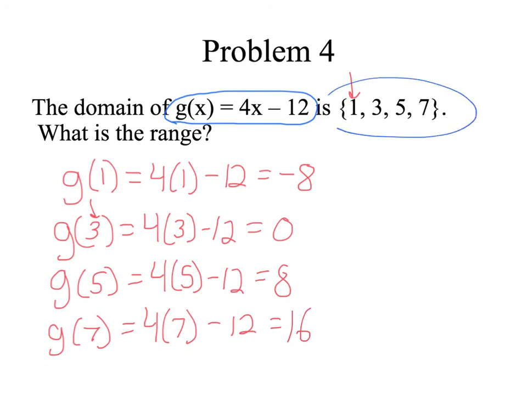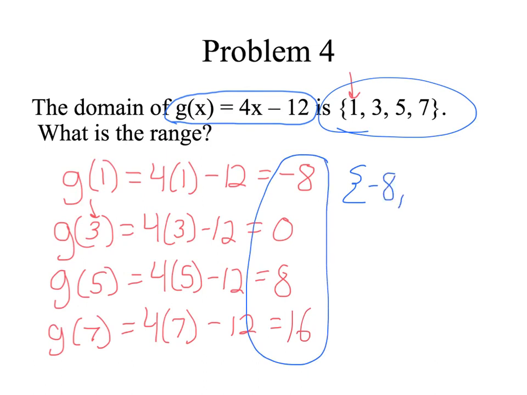Notice how they put the domain in brackets like that because it's a set of numbers. So the range we're just going to put in a set of numbers, which is going to be these numbers right here: negative 8, 0, 8, and 16. Okay, so you use the function notation. It gives you the domain. Remember, those are your x values. You plug them in for x right here into the function. You evaluate the function and you get a set of y values.